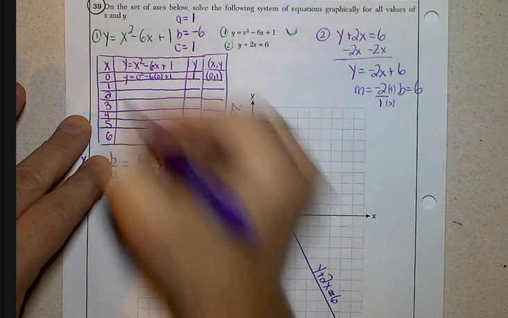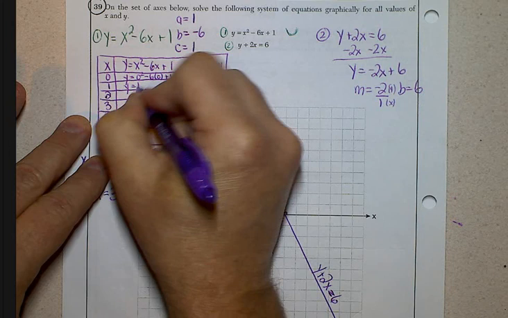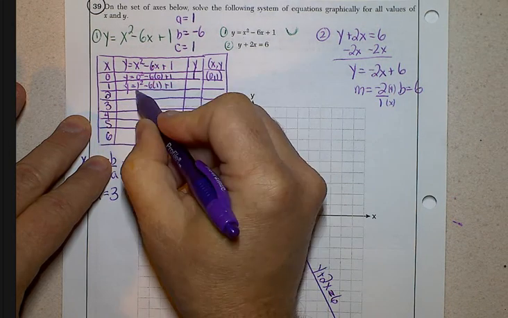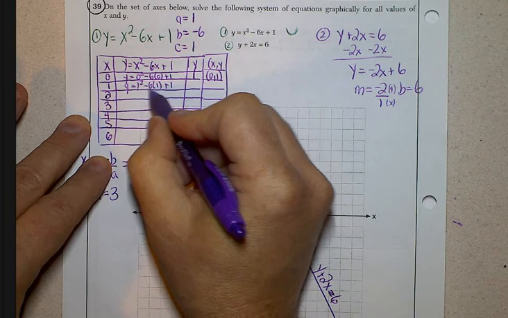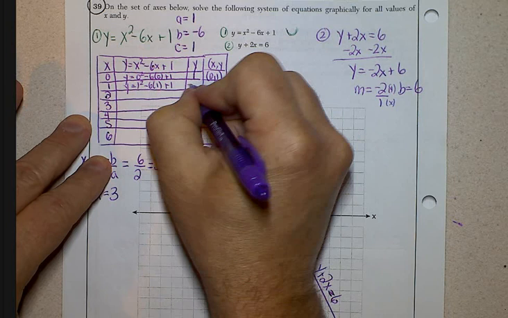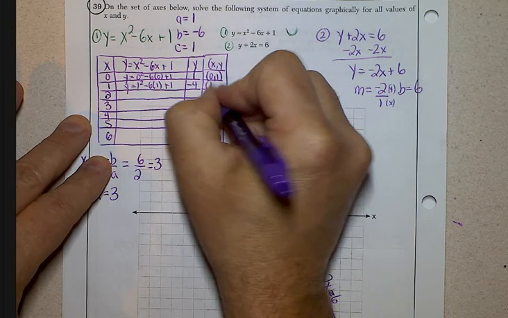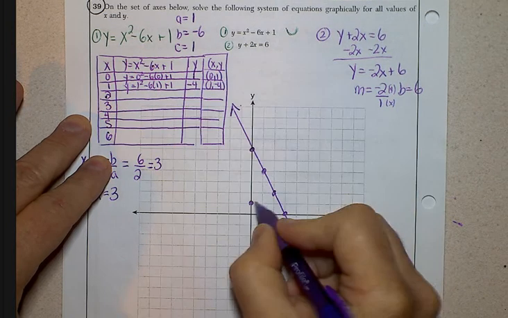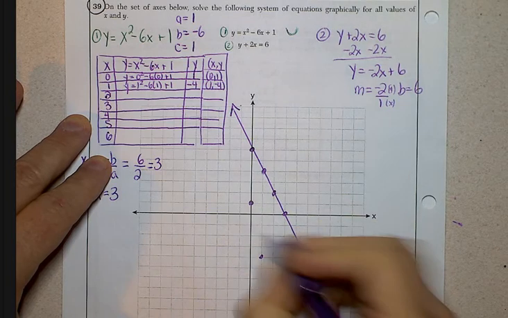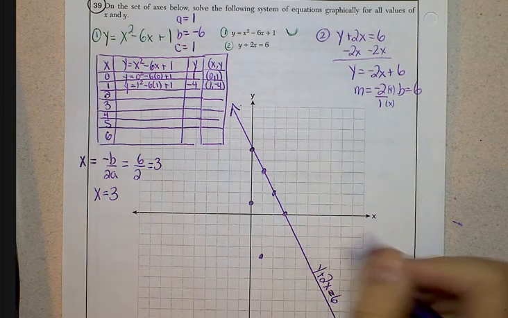I plug in 1, y is equal to 1 squared minus 6 times 1 plus 1. 1 squared is 1. Then minus 6, that's a minus 5. And negative 5 plus 1, negative 4. So I get the point 1 comma negative 4. So 1, 1, 2, 3, I'm down here, negative 4. Okay? So we can keep going.